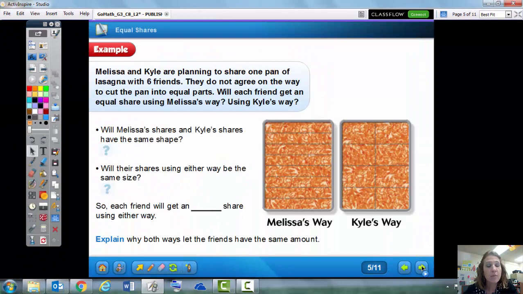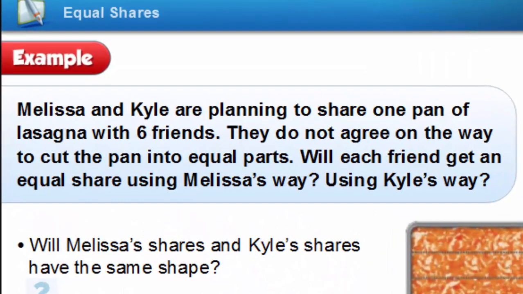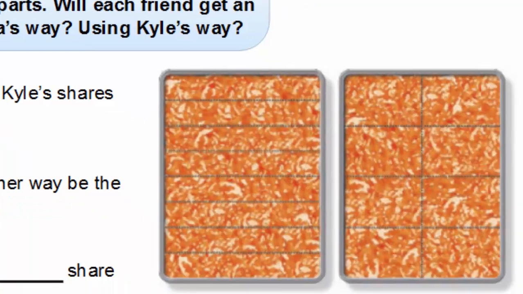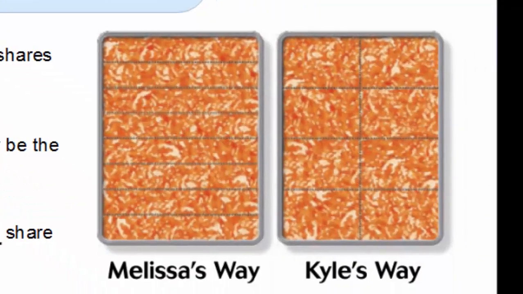All right, we're going to take time to look at one more example because I think it's really important that you understand this concept. Let's look at this next story problem. Melissa and Kyle are planning to share one pan of lasagna with 6 friends. They do not agree on the way to cut the pan into equal parts. Will each friend get an equal share using Melissa's way, using Kyle's way? So let's take just a quick look at the 2 pans. Here we have Melissa's way.